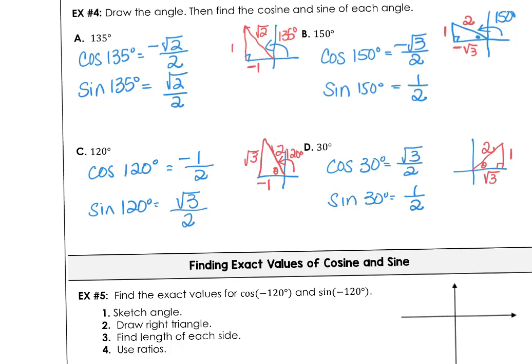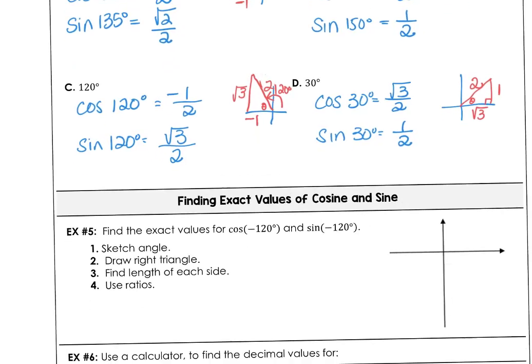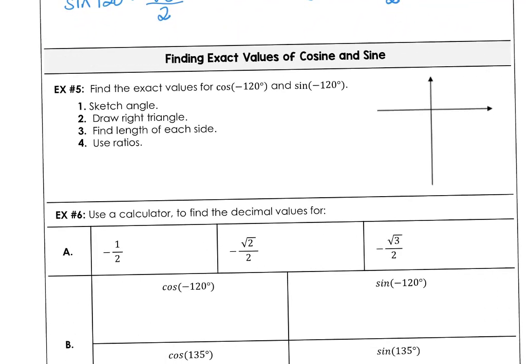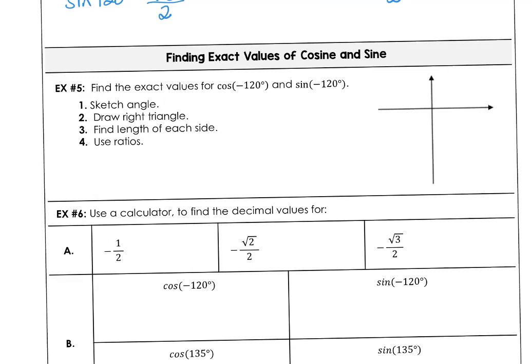In example 5, we have to find the exact values for cosine of -120 and sine of -120, and we're going to do that first by sketching the angle. So to draw -120 would be clockwise down here. And then we've got a reference triangle, so back to the x-axis where our perpendicular puts this angle at 60 degrees, since this is 120.